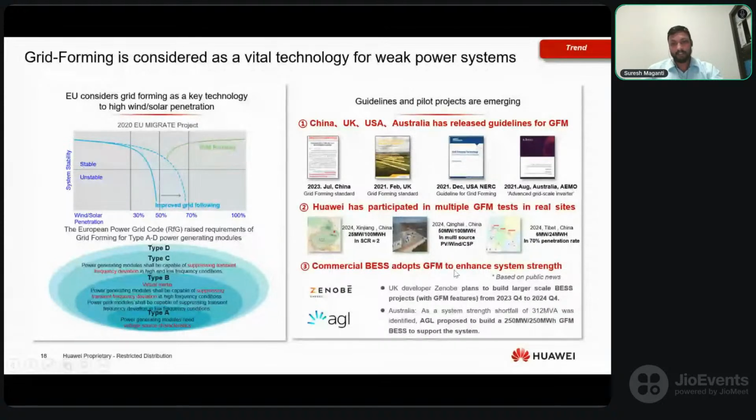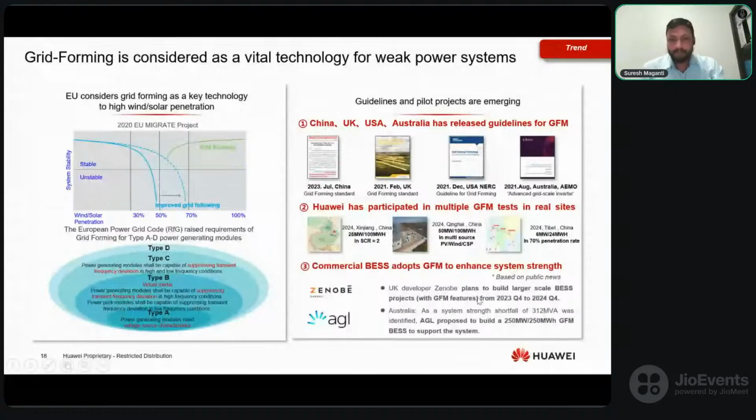There is still a very good research area if somebody wants to initiate: quantifying the grid strength using grid forming as well as grid following. This is really a good research area that someone can concentrate on. Here you are seeing the commercial battery energy storage systems deployed on the field, especially to enhance the grid strength.